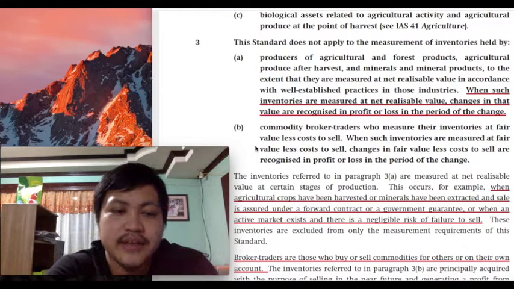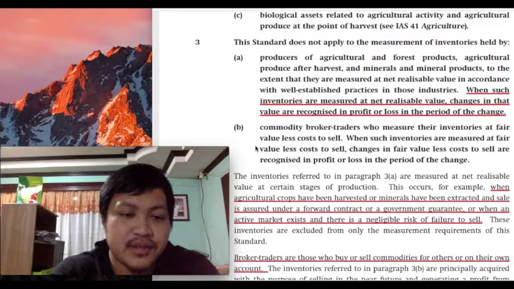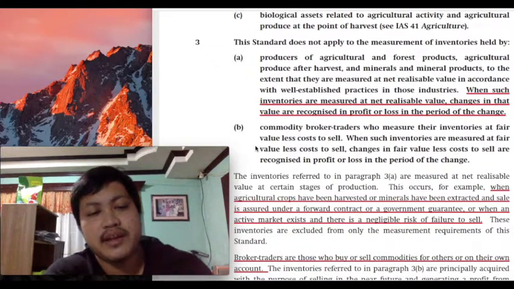So the items excluded in paragraph 3, class, are those that are, for letter A, can easily be sold at any point of the product's life, whether the product is sold as a raw material or sold after being processed further. There exists an active market for such items of inventory, and that is why the practice in their industry is to simply measure them based on their net realizable value.